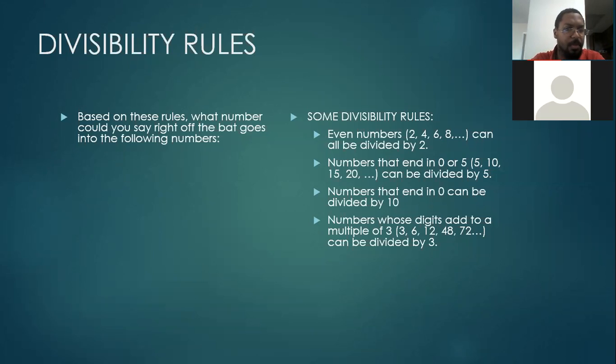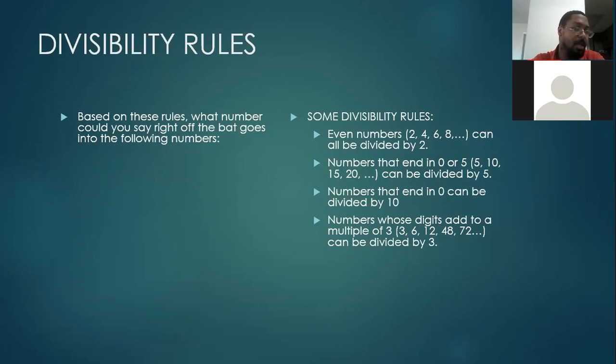So 12, if I add the digits together, 1 plus 2 gives me 3. 3 goes into 3. That means that 12 is divisible by 3. Or if I add the digits of, let's say, 72, 7 plus 2 is 9. 3 goes into 9. That means that 72 is divisible by 3.